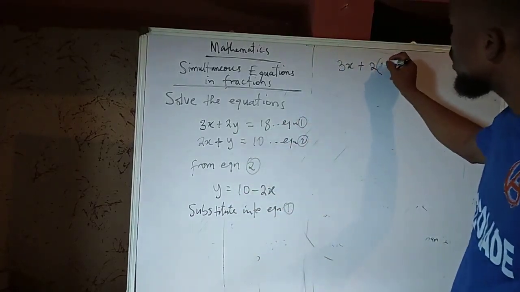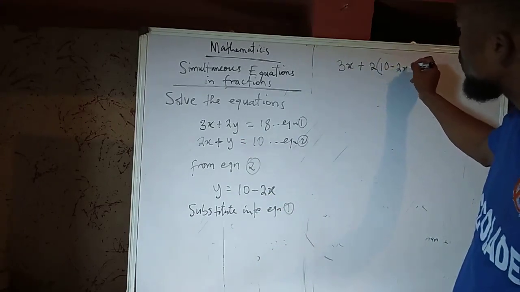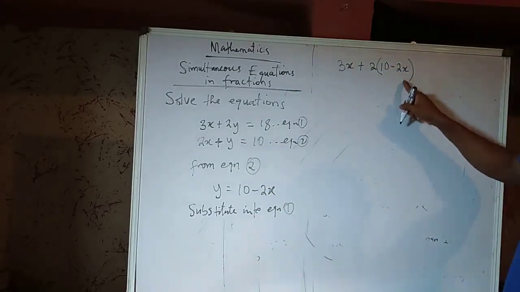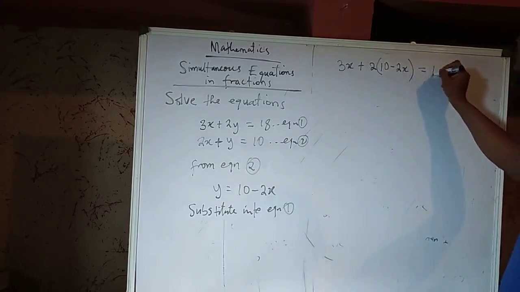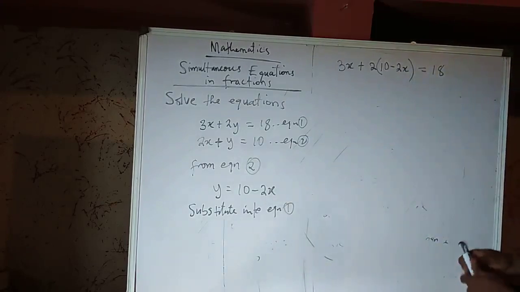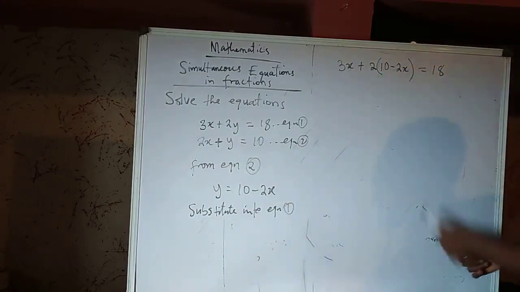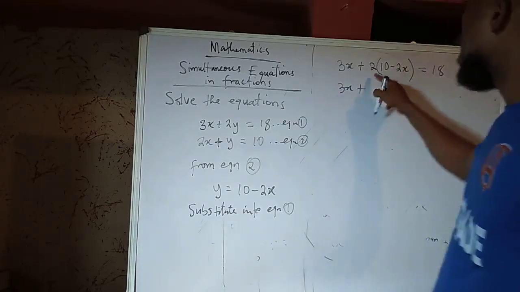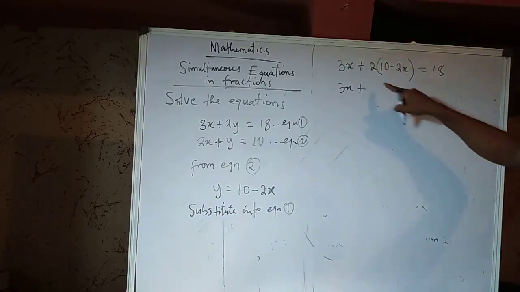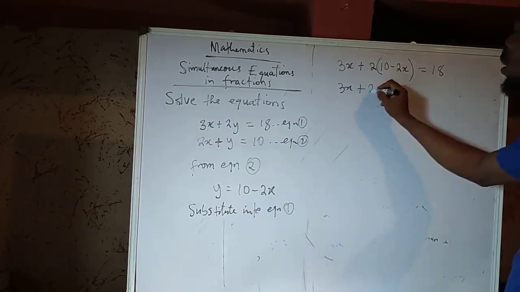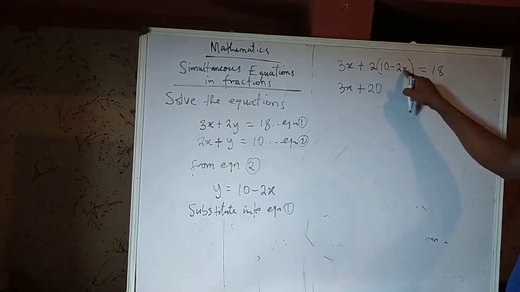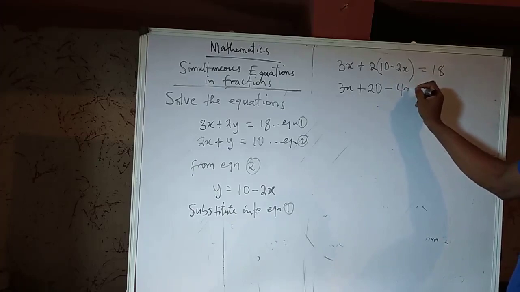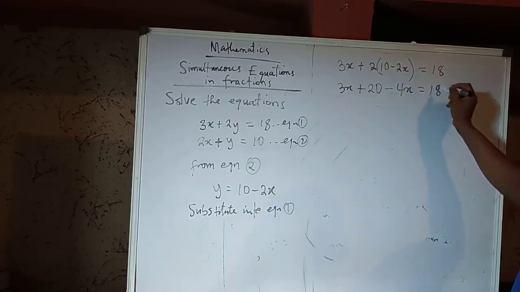So I'm going to put that in a bracket because we have two terms there. 10 minus 2x equals what? 18. Okay, so you can see that now I'm left with x. The y is no longer there. So I have 3x. I'll use the 2 to clear the bracket. Plus 2 times 10 will give me 20. Plus 2 times minus 2x will give me minus 4x equals 18.